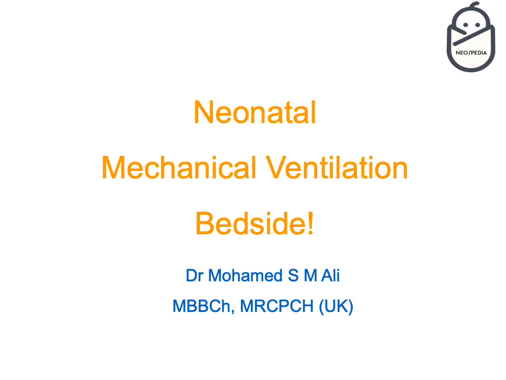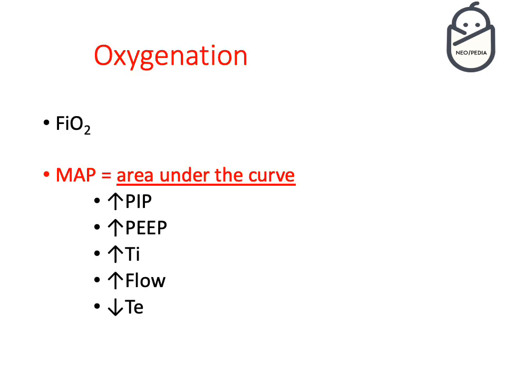Let us start. What's the whole purpose of mechanical ventilation? So, how are we going to control that? Basically, it's through increasing either the oxygen supplement through the ventilator by increasing the FiO2, or via increasing the MAP, which we're going to talk about later on. This is the mean airway pressure, which is basically controlled by the elements which we see here: the PIP, PEEP, I time, expiratory time, and the flow.